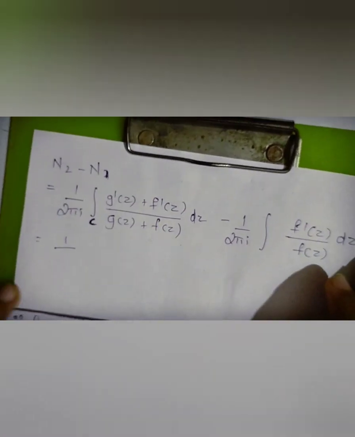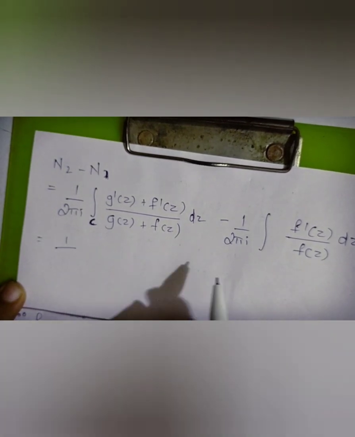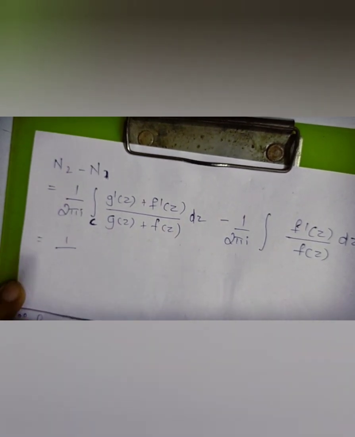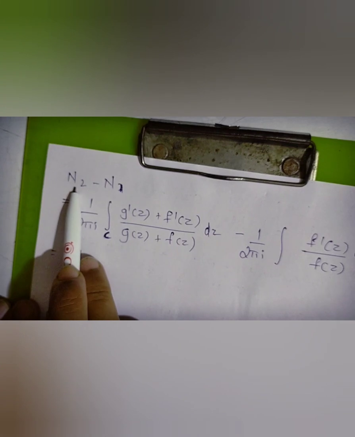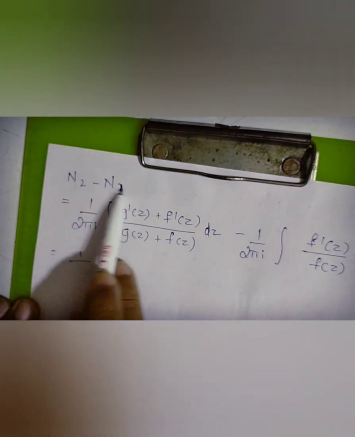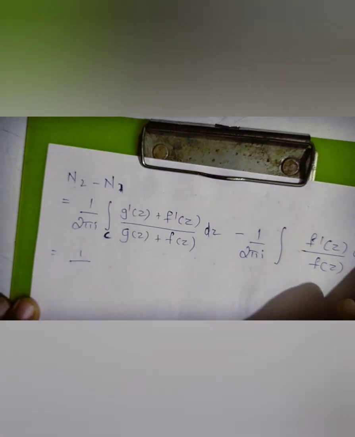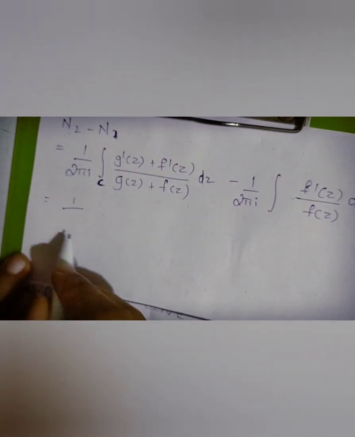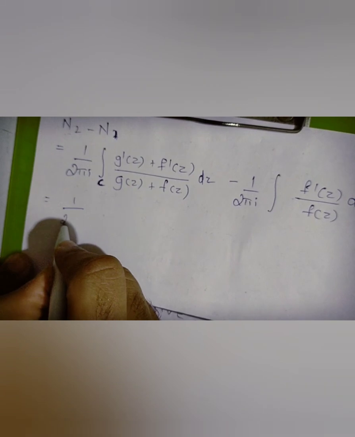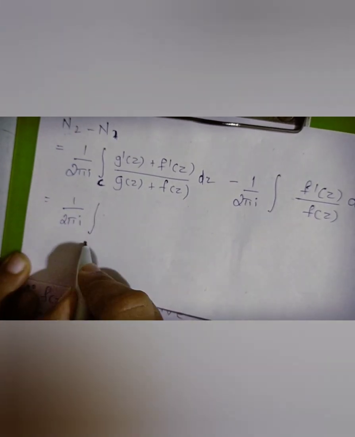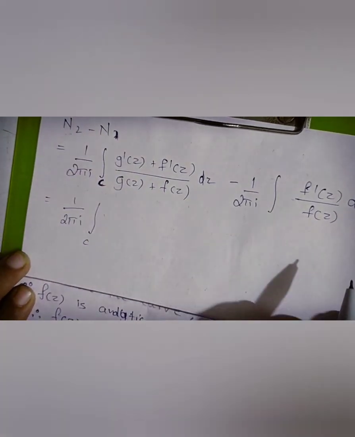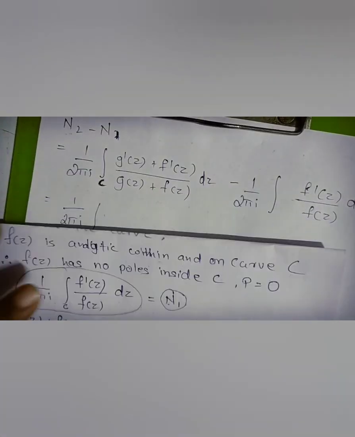Again, recalling what our final intention over here is: just to get the answer 0. Since we need to prove n1 and n2 are the same in number, we just need to prove that this difference lands up at 0. So let's get that 0 now. 1 upon 2 pi i, integration over c of g dash z. As I said before, my g of z, let me write it somewhere over here.